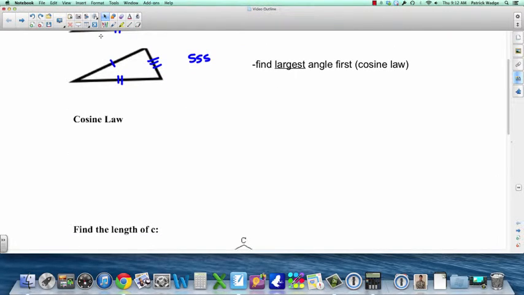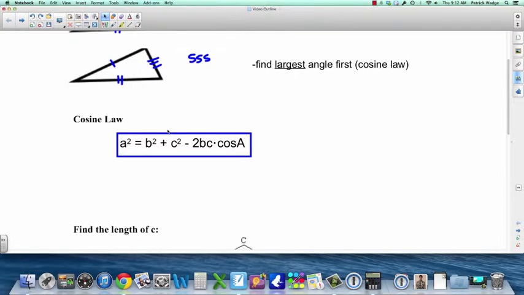First of all, here's the cosine law. It looks a little bit crazy. It is this: a squared equals b squared plus c squared minus 2bc times the cosine of A, angle A. You're going to use this one to find a missing side. So in this case, obviously you would use this equation if you wanted to find side A of a triangle. What if it wasn't side A you're looking for? What if it was side B? Well, there's actually two other forms of this.